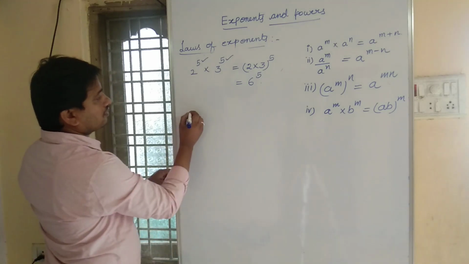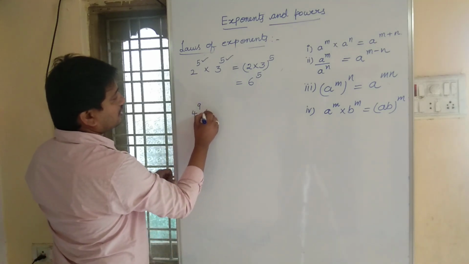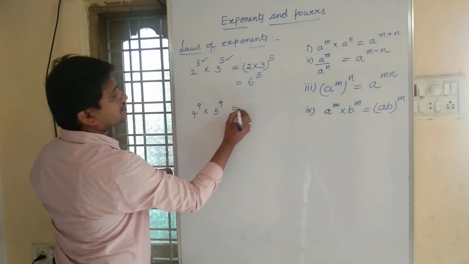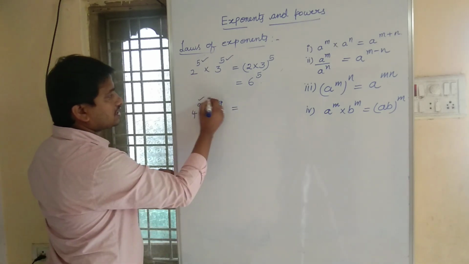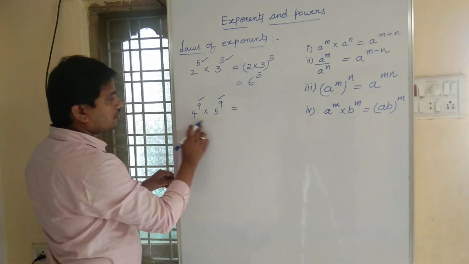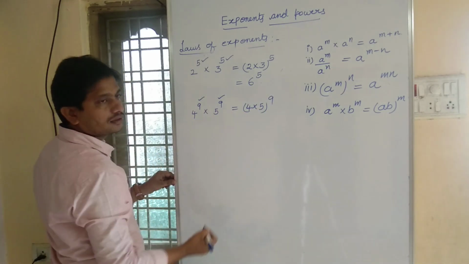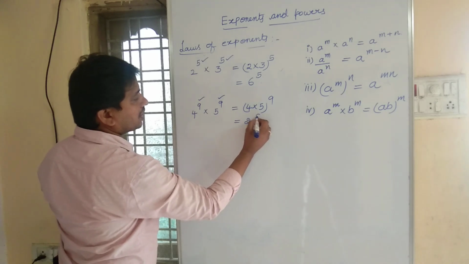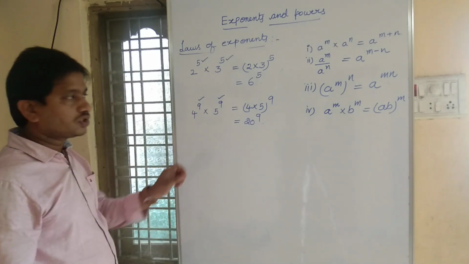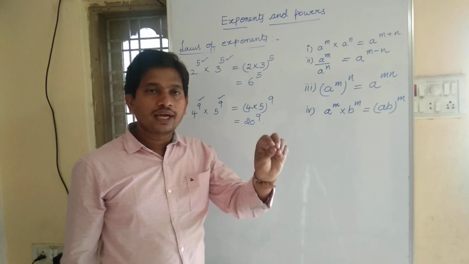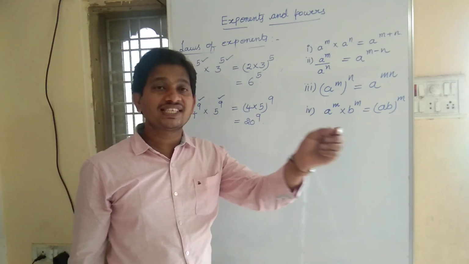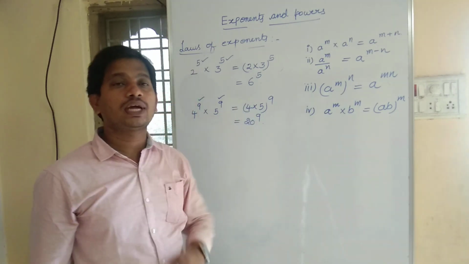One more example. For example, 4 power 9 into 5 power 9. Students, as powers are equal, bases should be multiplied. I mean 4 into 5 whole to the power 9. So 4 times 5 is 20 to the power 9. So that is our fourth law of exponent. A power m into b power m is equal to ab whole to the power m.